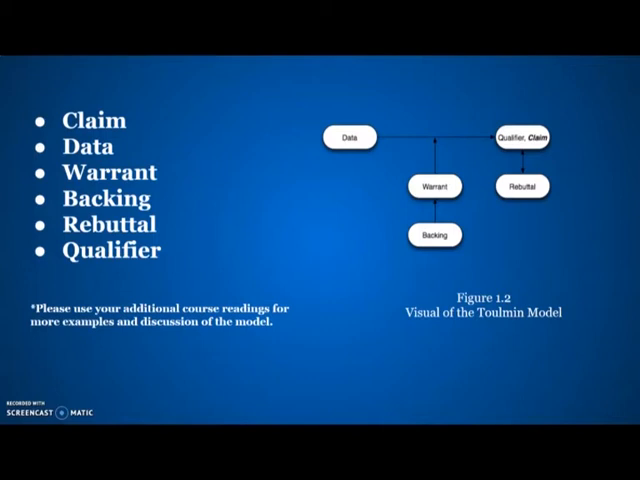it can be helpful to focus on the 6 concepts used in Toulmin's method: claim, data, warrant, backing, qualifier, and rebuttal. We will recap these concepts briefly here, but please also use your additional course readings for more examples and discussions of this model.